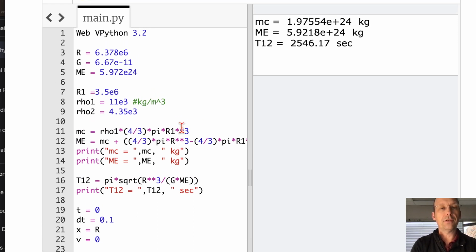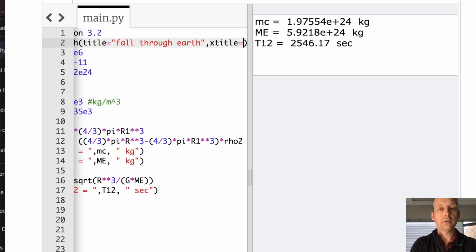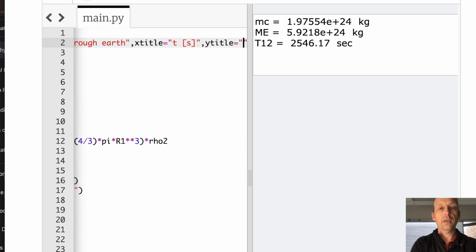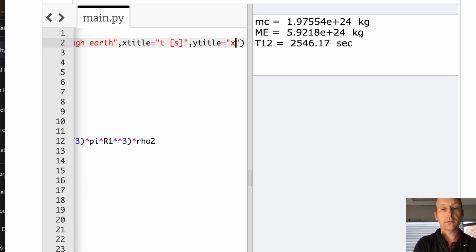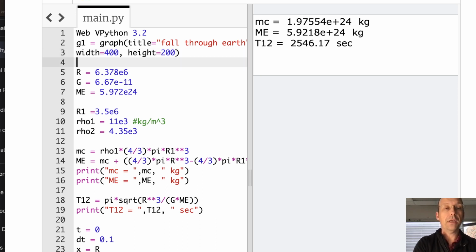Do I want to graph this? Yes, I do. Let's make a graph. G1 equals graph. Title equals fall through Earth. X title equals time. Y title equals X. And then I like to put this. Width equals 400. Height equals 200, or it's just too big for the graph. And then F1 equals G curve. Color equals color.blue.